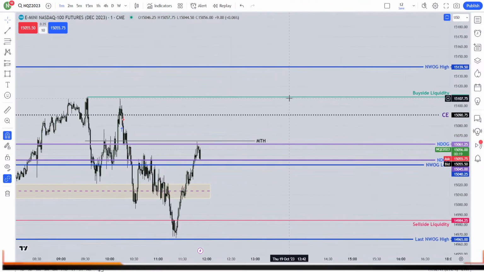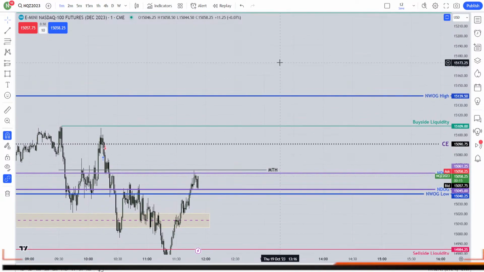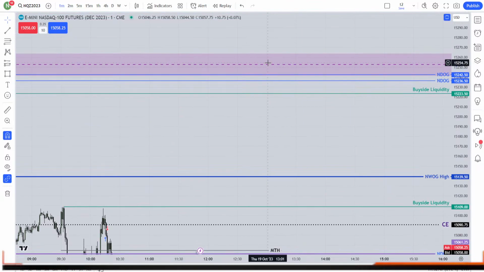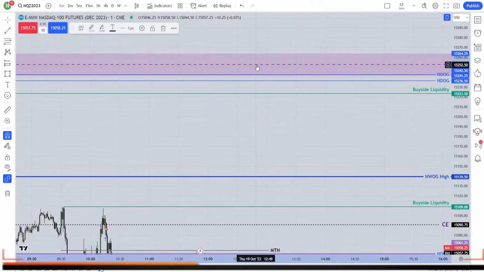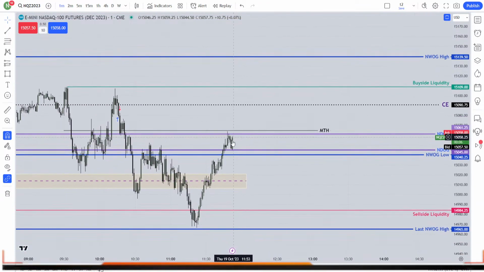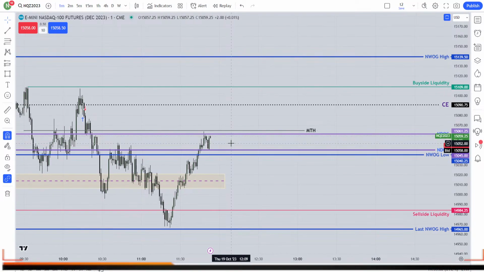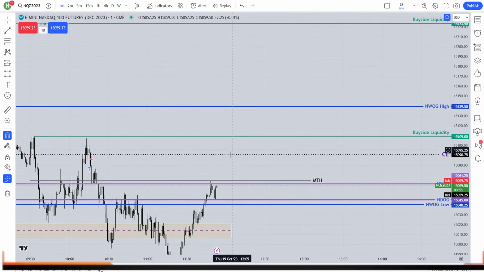So expansion, right? On Thursday we actually expect expansion. I want the expansion until this hourly fair value gap. This is my expectation right now. So after Fed Chair Powell, we will actually wait for buy side liquidity.